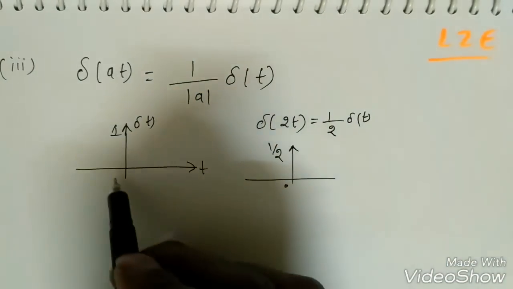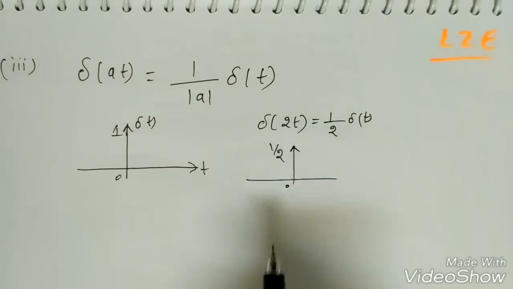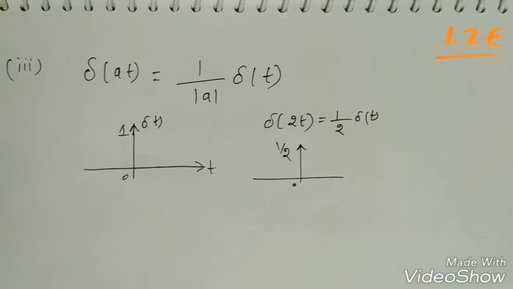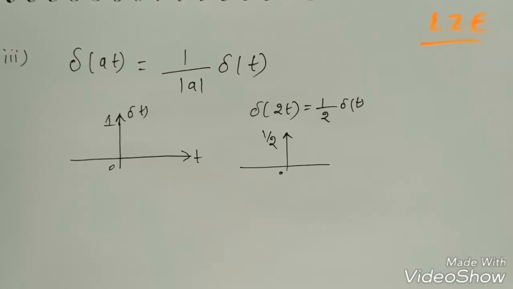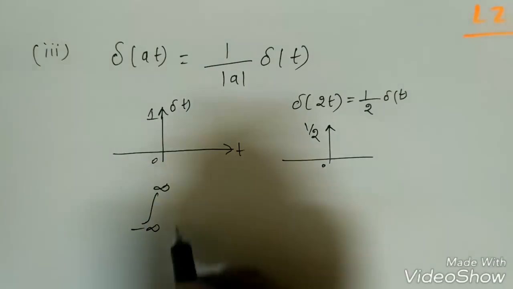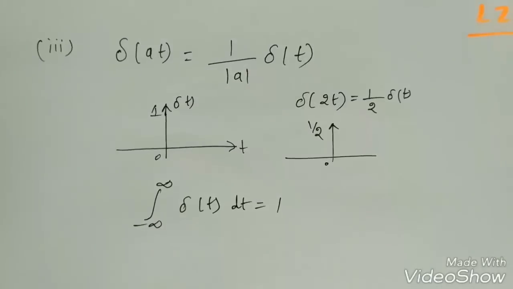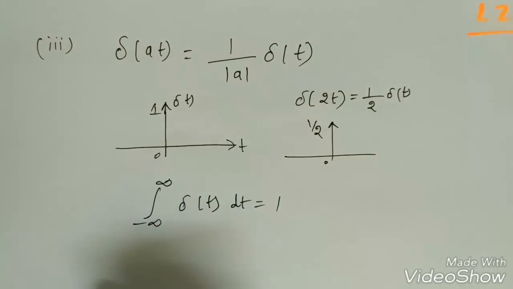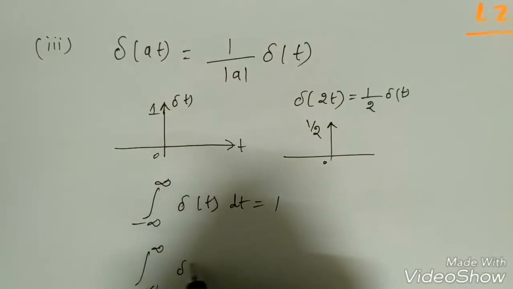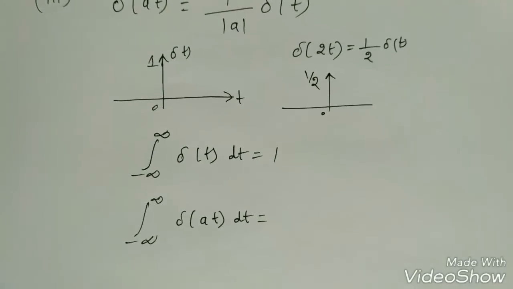So the time is as it is. There is no time scaling, but the amplitude will be scaled down. So that is the delta function. Now it's simple to prove this one. So what is the proof? We know that the integral from minus infinity to infinity of delta t dt is equal to 1. Now if delta t is replaced by delta of at in the integral from minus infinity to infinity, dt, how do we find this one?